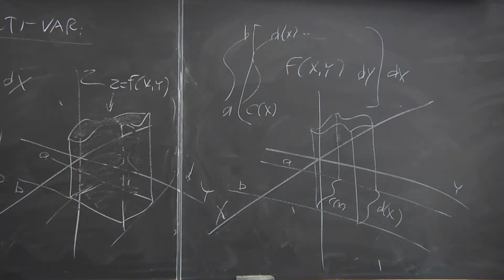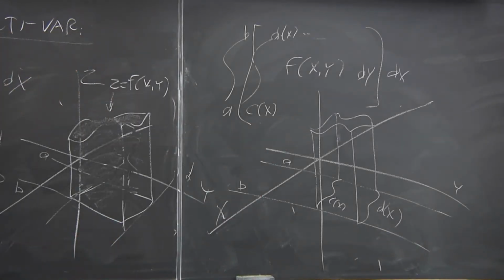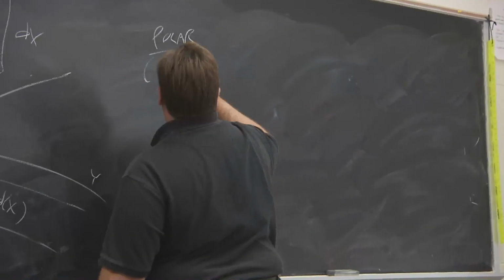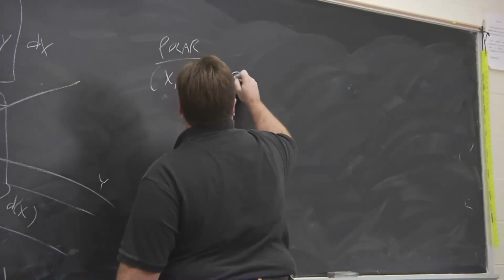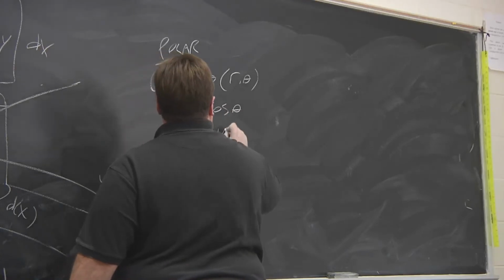But some regions can't really be handled very easily this way. It's sometimes convenient to do a change of variables. Now, polar coordinates: Cartesian coordinates x and y were mapped to polar coordinates r and theta, where x is r cosine theta, y is r sine theta.